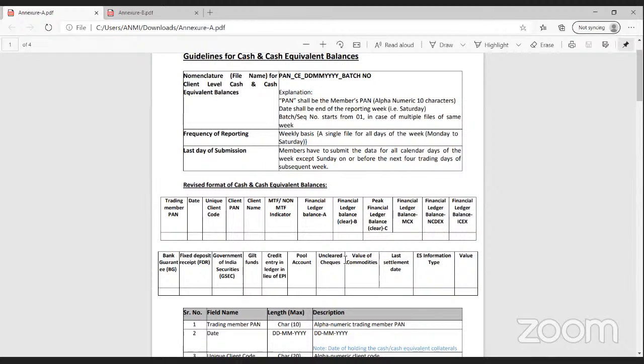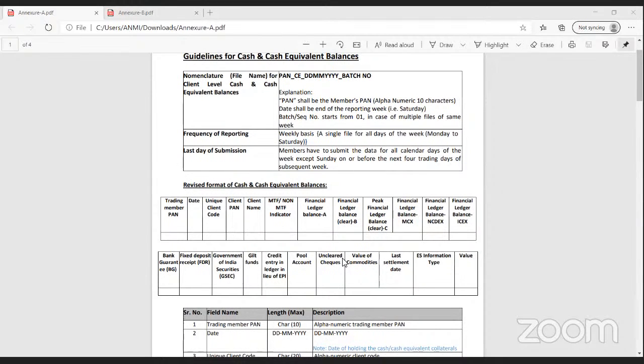Second is the pool account. This information will be the amount of securities that have been given by the client to the member in the pool account after selling the securities. Because again, the exchange has issued a clarification that if the securities are moved into the pool account of the member, then no further margin will be required for that particular transaction. So that's why we incorporated this column.